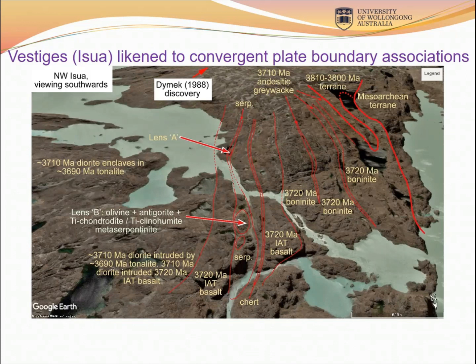So what we're going to be doing in this issue about ultra-high pressure metamorphism is looking at one body of a metaserpentinite, the so-called lens B, shown there, which has an assemblage of olivine plus antigorite, that's one of the family of serpentine minerals, plus some very bizarre minerals called titanium chondrodite and titanium clinohumite. The significance of those will come on to later. Those particular phases were first discovered along this train of serpentinites by a guy called Dymek in 1988. But at that time, the significance of those minerals was not realized.